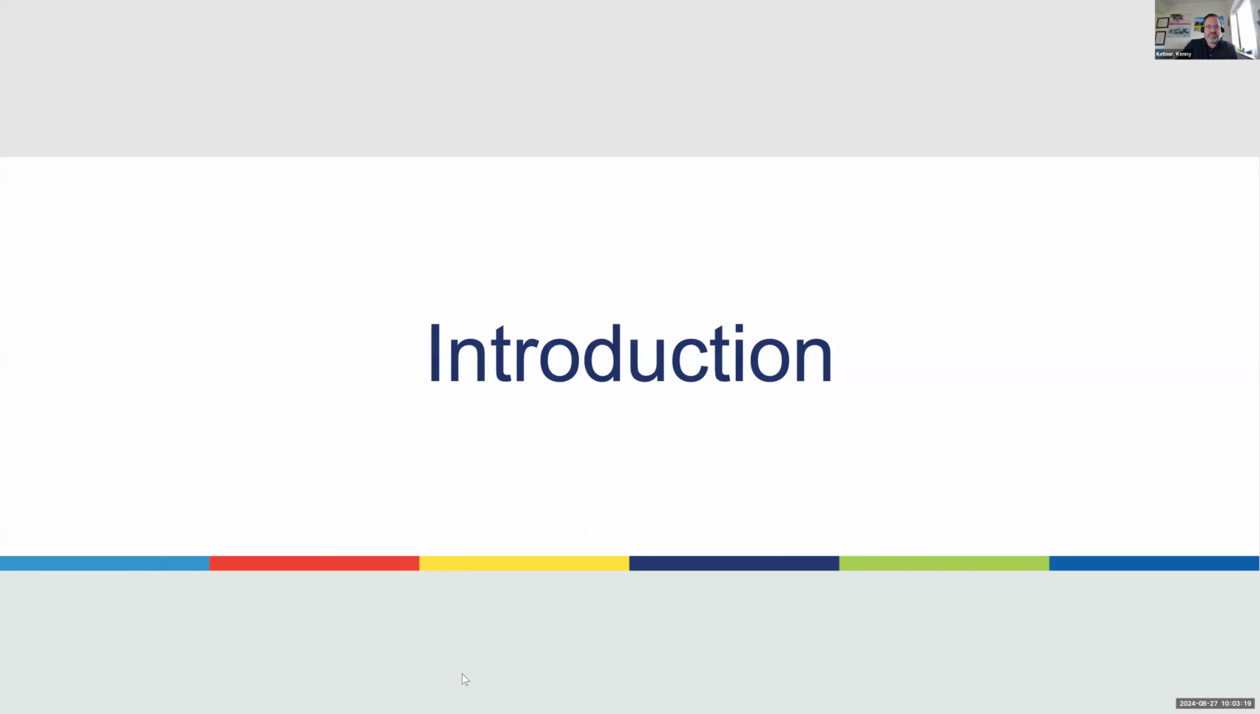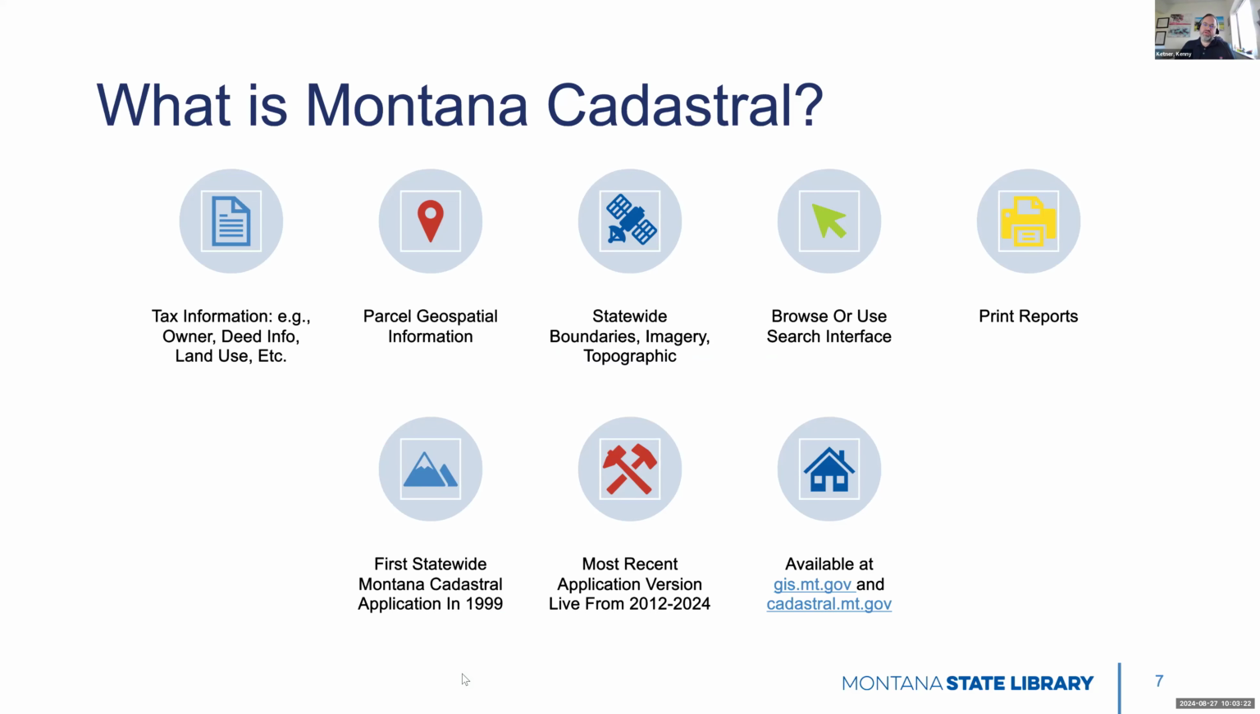But first, a quick bit of background on Montana Cadastral. What is it? Well, it is tax information, owner information, deed information, land use. That's what cadastral means. It's a combination of the geospatial parcel information, i.e. where it sits on a map, versus owner information, who owns it, what's it worth, those kind of questions combined together, along with things like county boundaries, state boundaries, etc. You can browse around on the map or use one of the many search options.